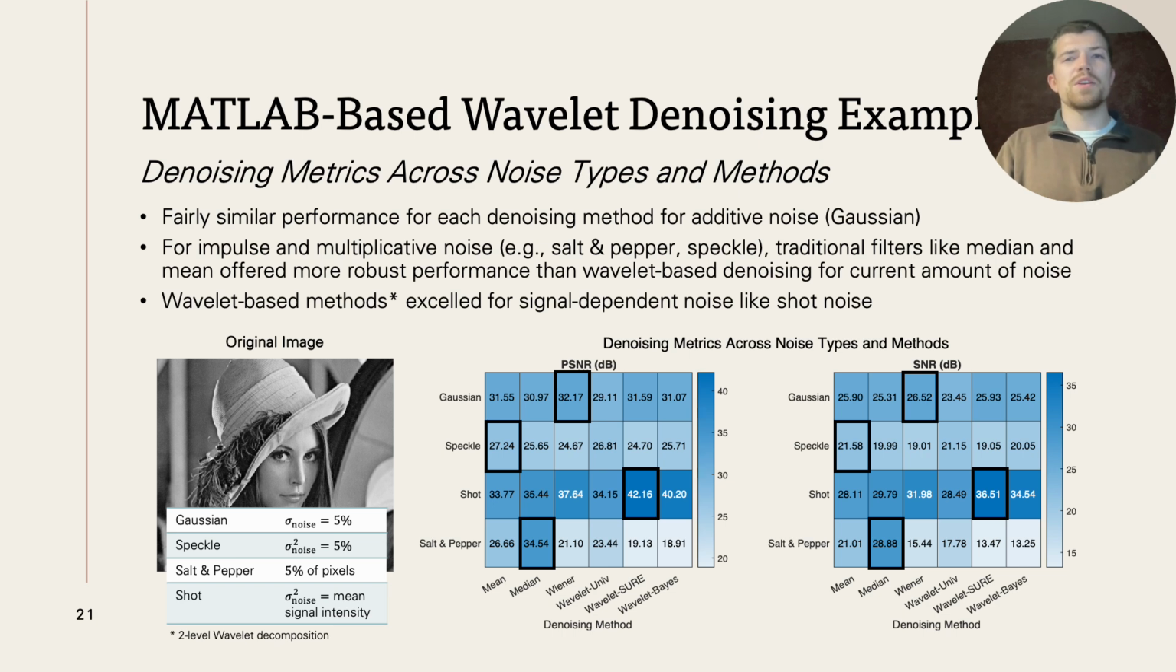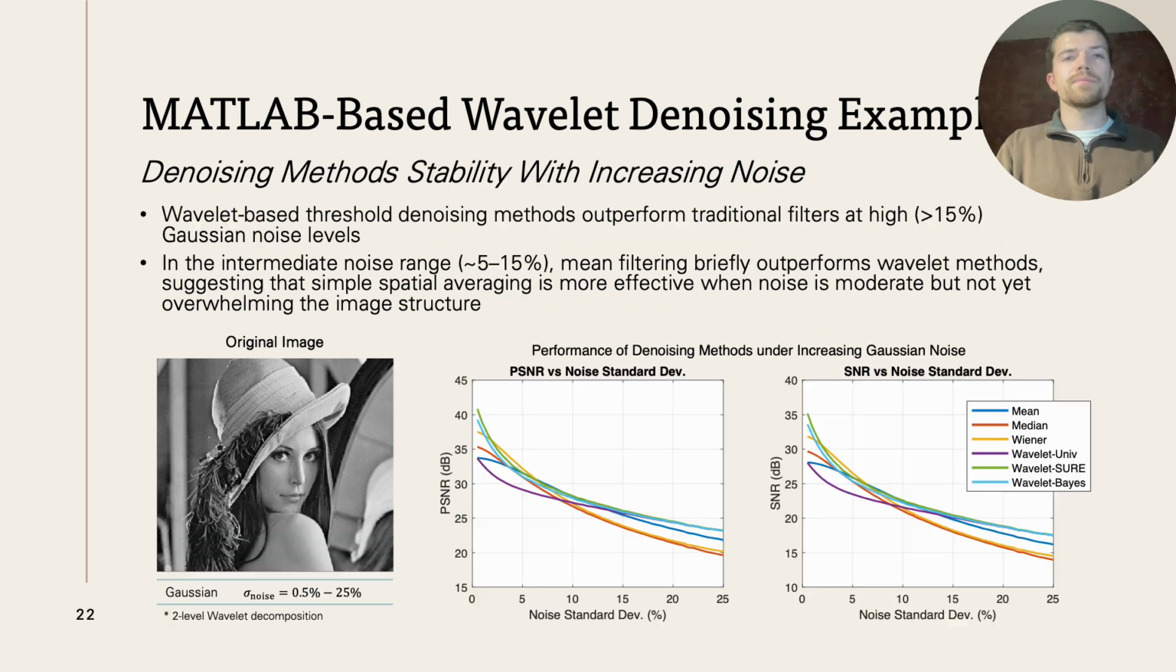Interestingly, we don't really see a huge performance gain with the wavelet methods. For Gaussian noise, wavelet methods performed comparable to traditional filters. Wavelets excelled for filtering out shot noise because it isolates high-frequency components where the noise is most prominent, allowing subtle signal-dependent variations to be suppressed without blurring. But traditional filters, like median filtering, performed better for impulse and speckle noise.